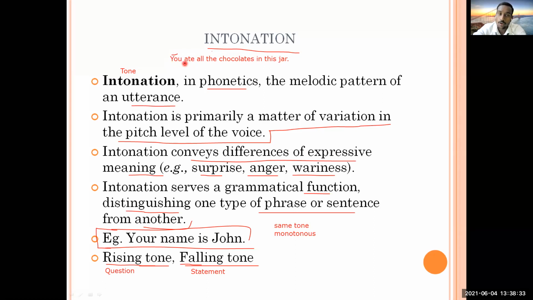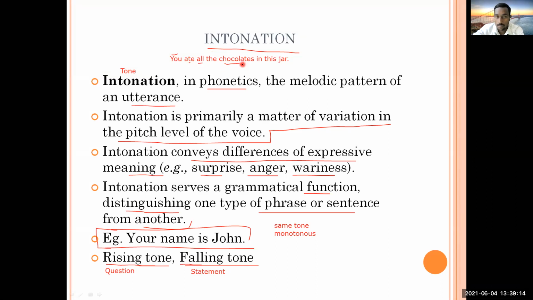When I say you, when you has the focus, that time it indicates that it is a question, and it says, have you eaten all the chocolates in this jar? When I say you ate all chocolates in the jar, if I change tone on this word now, again it will be different. You ate all chocolates in this jar? Ate? Or if I change now on this, you ate all the chocolates in this jar? So now this is a question. Or now if I change this, then you will get different meaning.